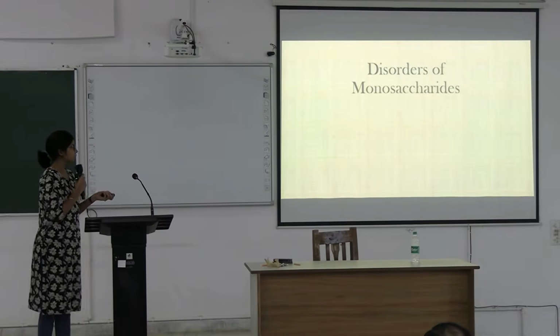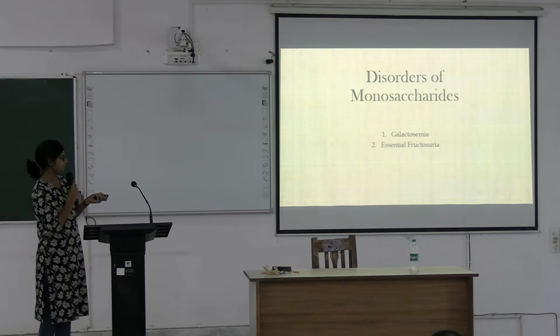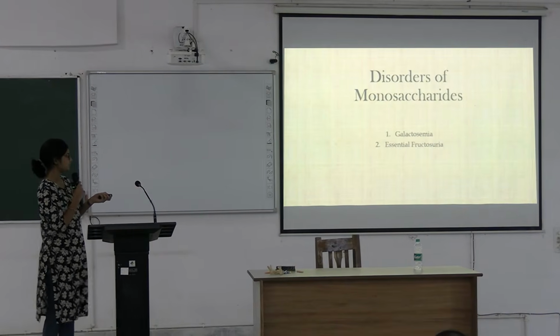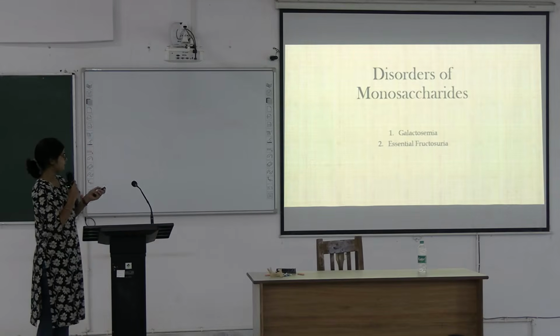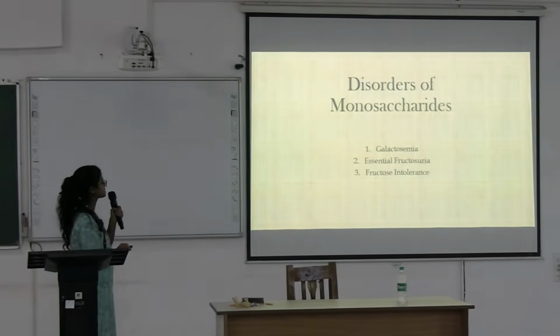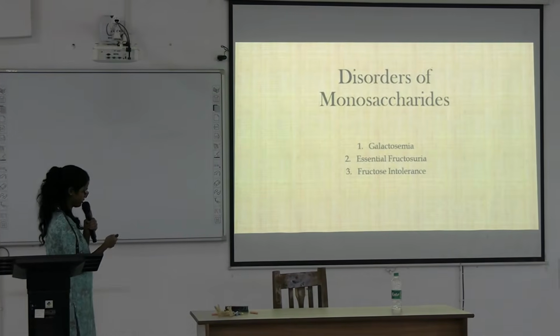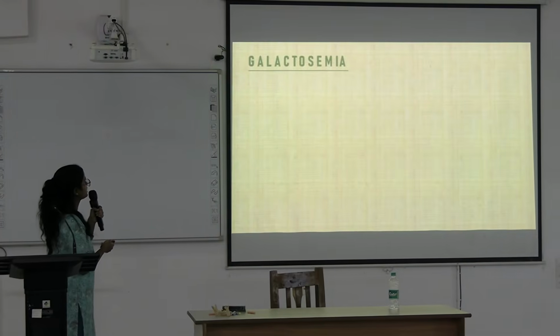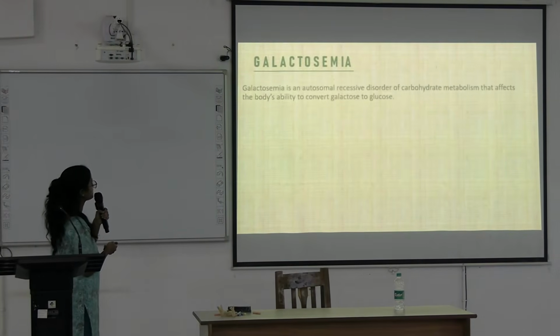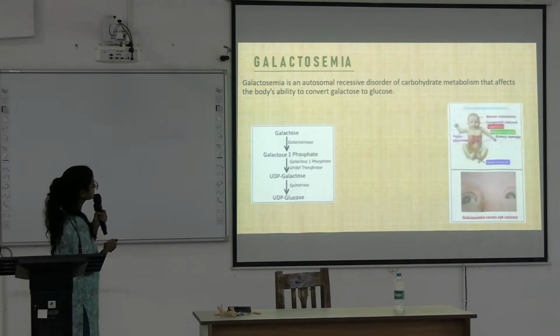Beginning with the disorders of monosaccharides, we have 3 classical examples, namely galactosemia, essential fructosuria and fructose intolerance. So in disorders of monosaccharides, we have 3 disorders. First is galactosemia, essential fructosuria and hereditary fructose intolerance. Starting with galactosemia, it is an autosomal recessive disorder where the body is unable to convert galactose to glucose.